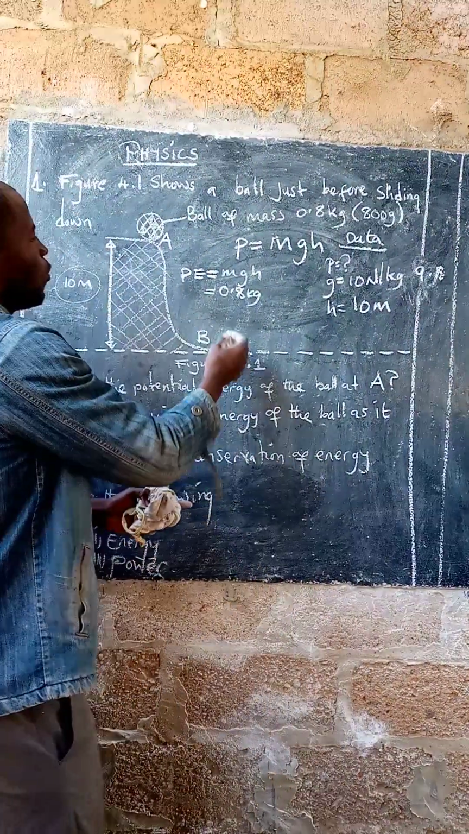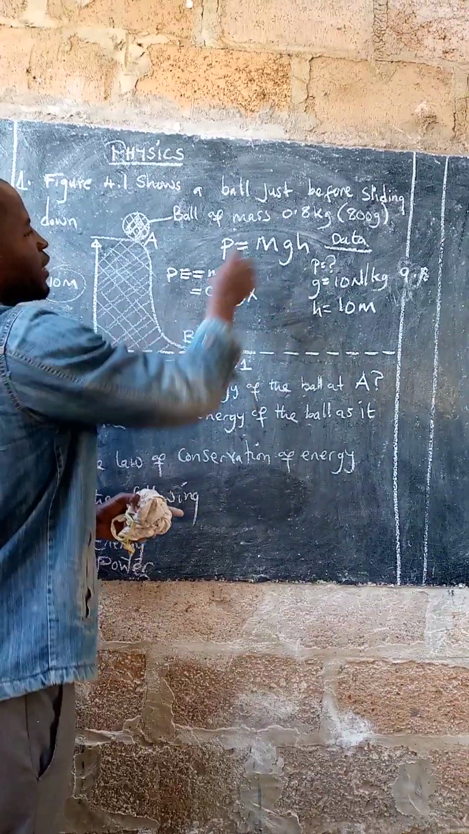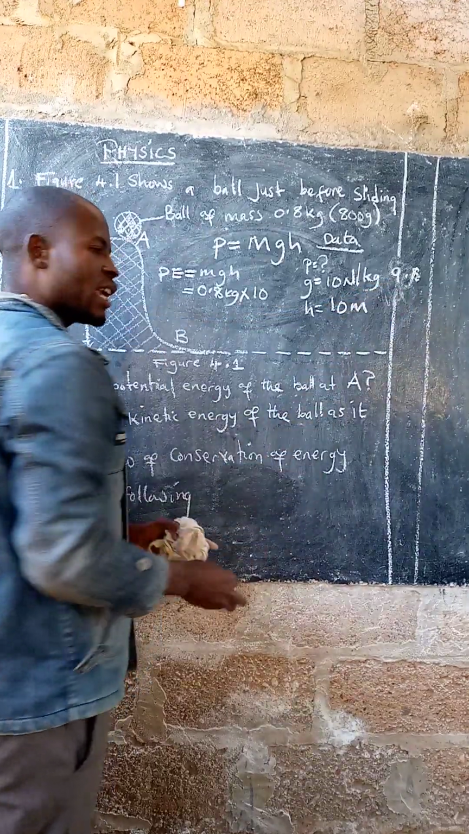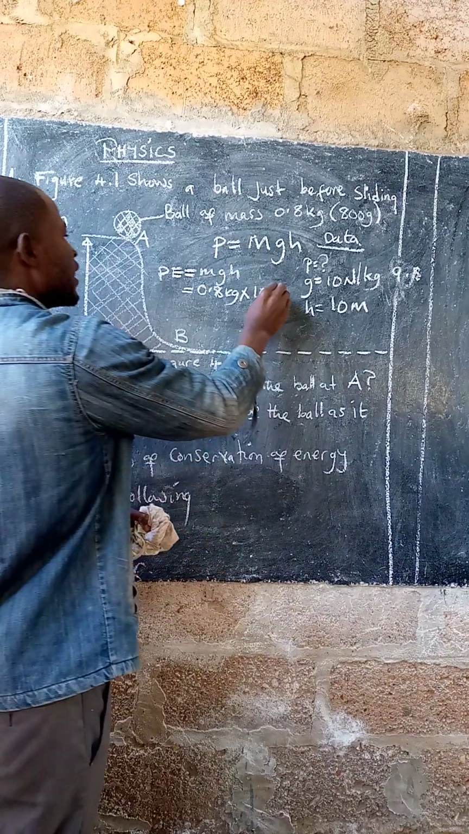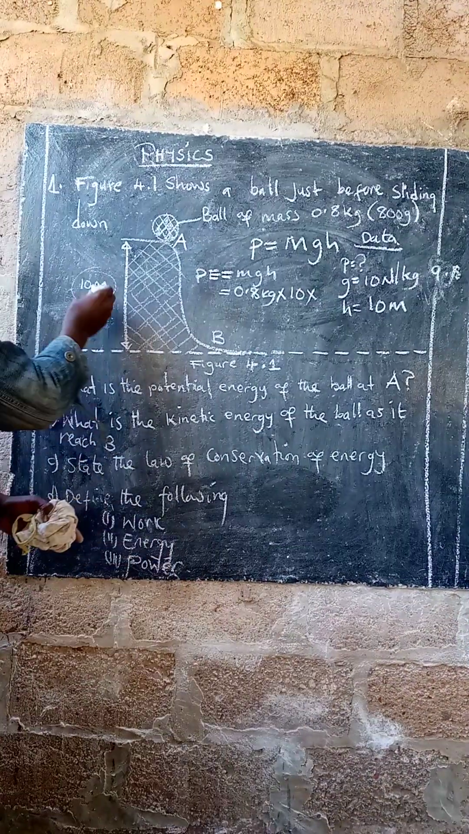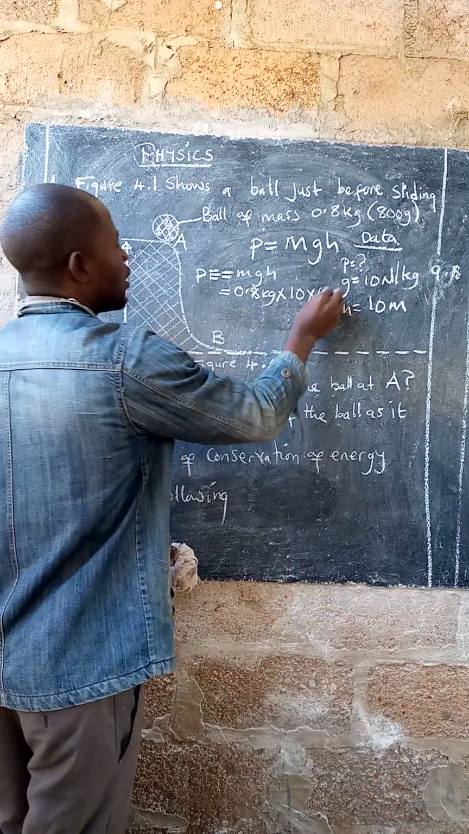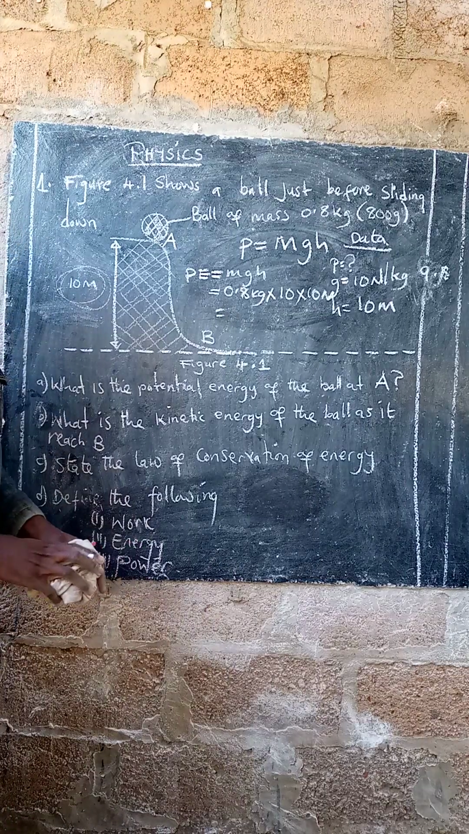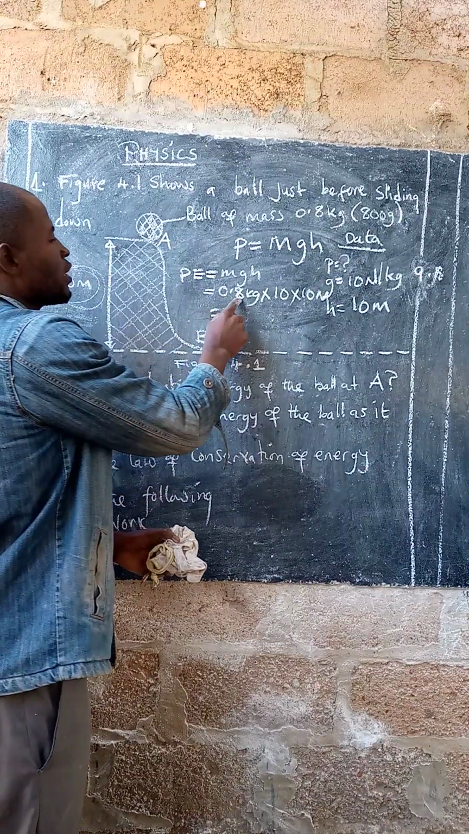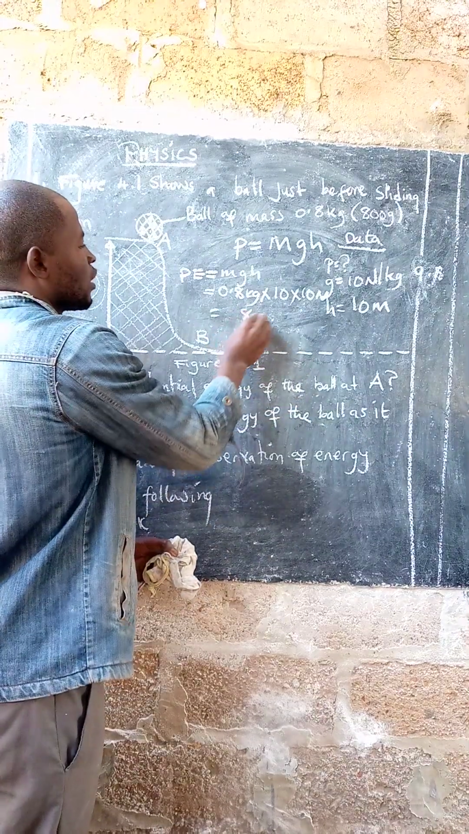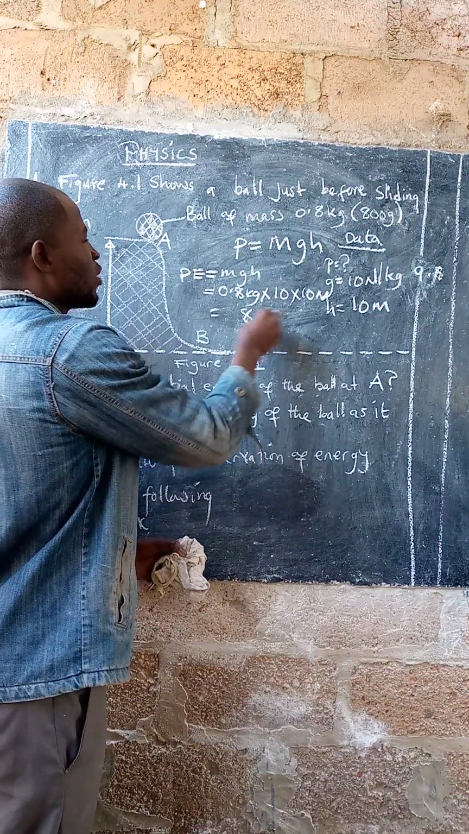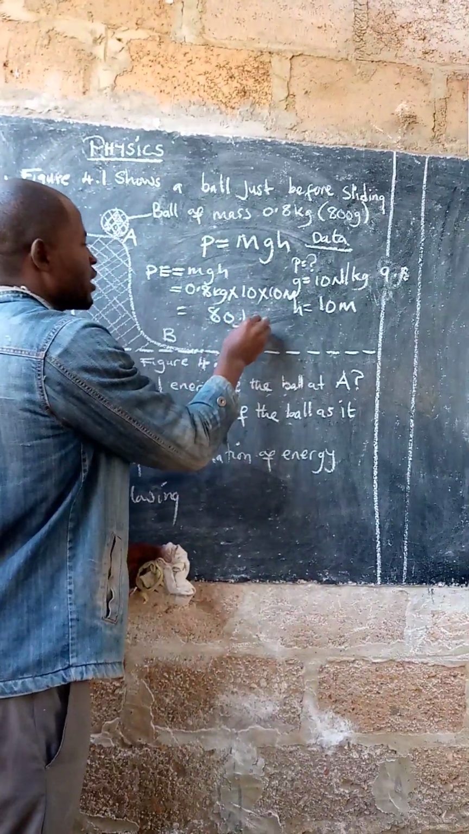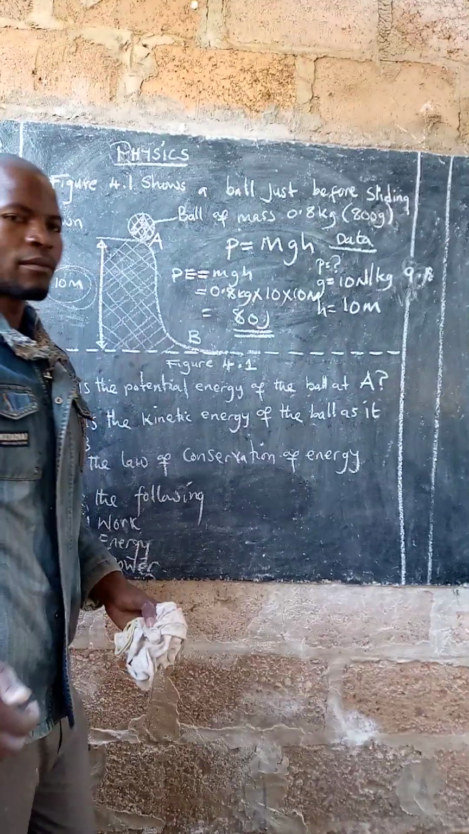So now what you do, you say times the gravitational strength, 10 Newton per kg, or you can put 9.8. There is no problem, right? And then times our height, which is 10 meters. So now, on your calculator, I want you to punch in 0.8 times 10 times 10. What is the answer? 80. Now, for energy it is measured in joules, so it is 80 what? Joules. It's 80 joules.